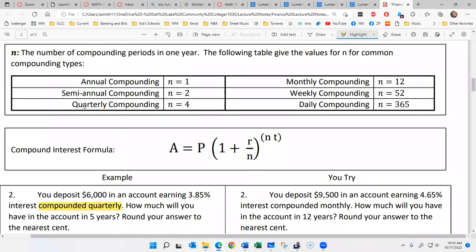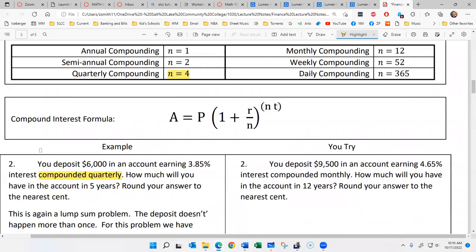And then compounded quarterly, we know that there are 4 quarters in a year, so the interest would be credited 4 times. So n equals 4 for this problem. What do you think for number 2 on the right, the You Try? Here's the word compounded monthly. What would you use for n? The 12. Yep. So we get n equals 12.